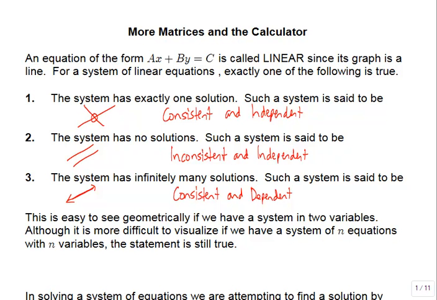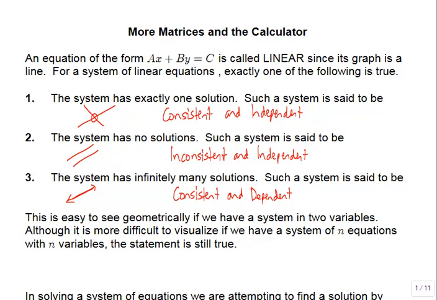So in a system where you're talking about linear equations, typically a 2x2 system, these are the three cases that might happen, and it's easy to visualize those geometrically by just thinking about the graphs of the lines. However, it's a lot more difficult to visualize if we have 3x3 systems or n×n systems where you have n equations and n variables. The statements are still true in those bigger systems.